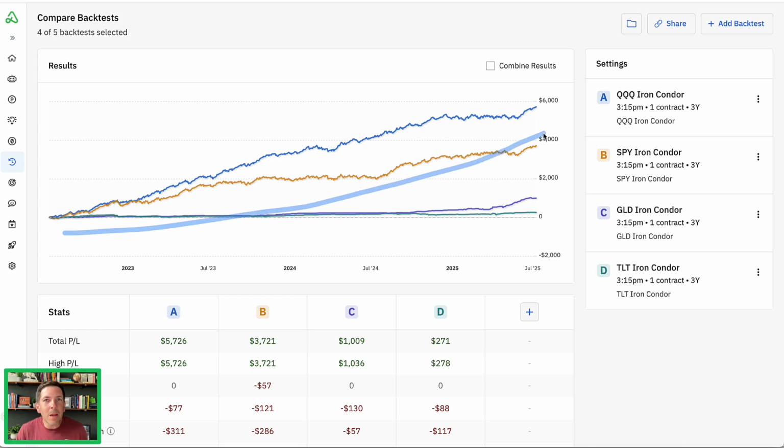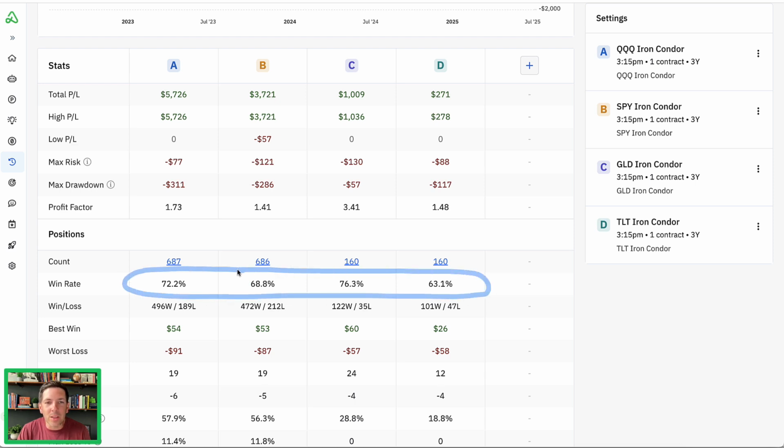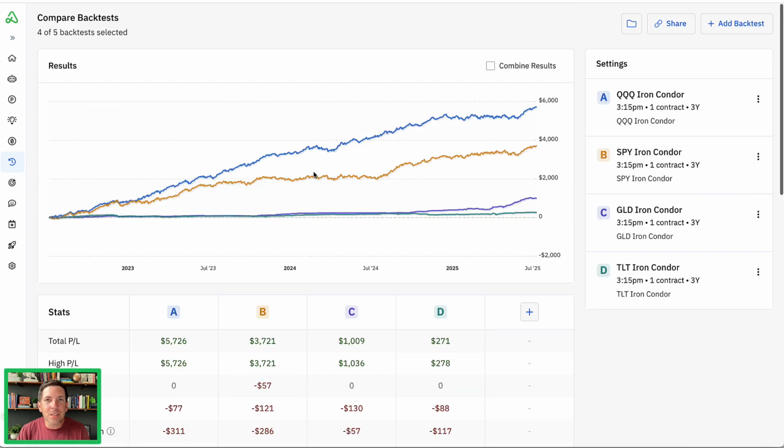Conceptually, I'm moving in the right direction. And even if you go down to the stats, some of these stats are all very, very similar. Win rates were in the same ballpark. Profit factors were all broadly in the same ballpark. You still made money on them. They still had lower max risks and max drawdowns. These are for different symbols across the board.